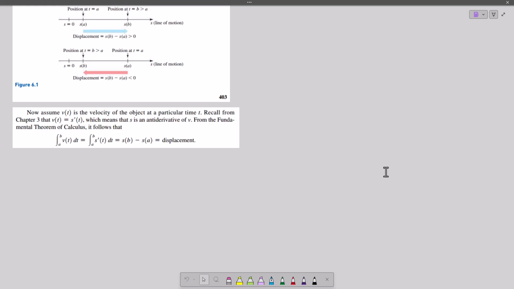The derivative and the integral are inverse operators. They undo each other. And so this gives us the antiderivative of s prime is s, and then we evaluate at b, and we subtract off s evaluated at a. Oh, that's displacement, s of b minus s of a. So we now have a mathematical symbol to provide us with displacement. We just integrate the velocity. If you integrate the velocity on your time interval, you will get displacement. So that is our first math.